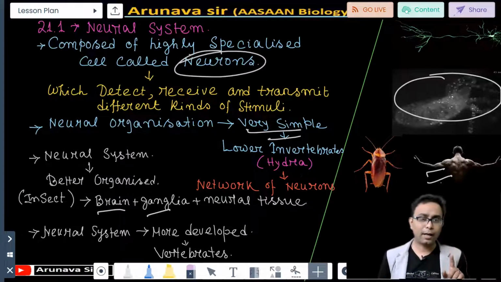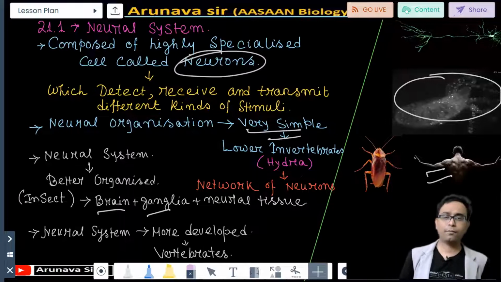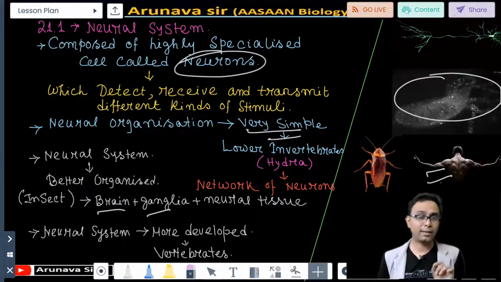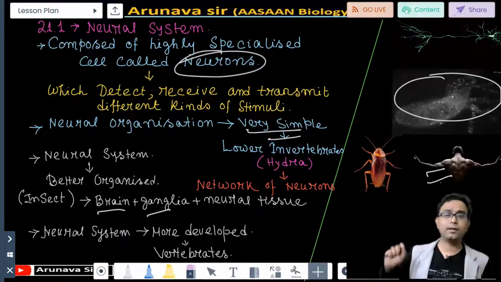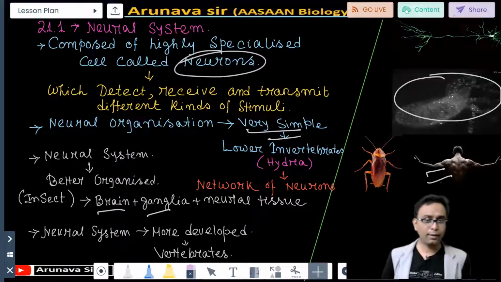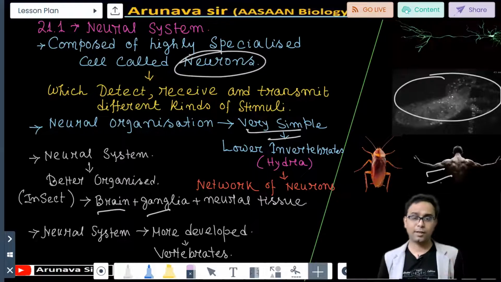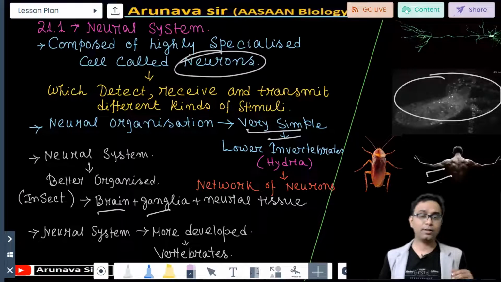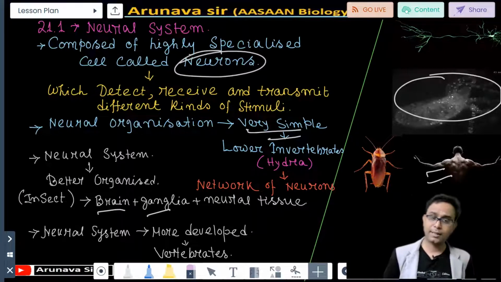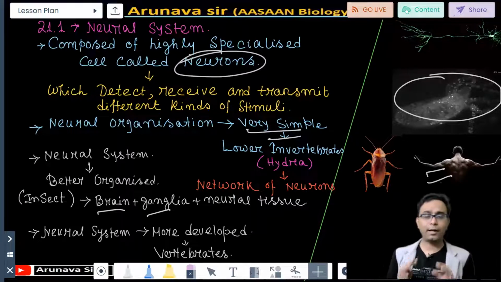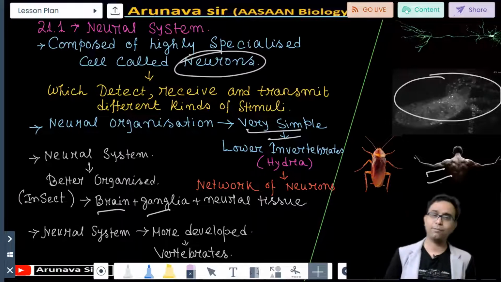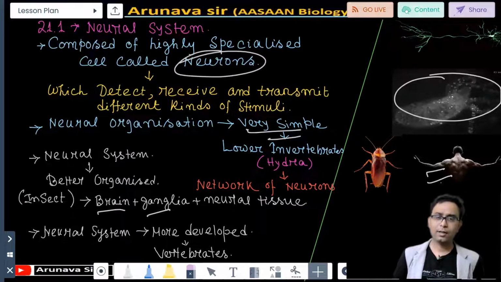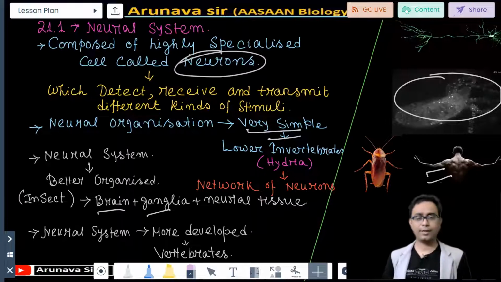So in 21.1 from the NCERT book, we understand the nervous system. The unit is the neuron. Next, different organization is there. In hydra, the organization is very simple. Gradually, the system is better organized in insects, and finally vertebrates have a well-developed type of neural system. So this is a very important and very easy part for the NEET.